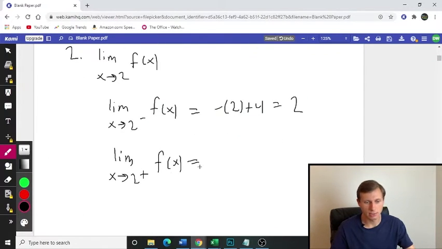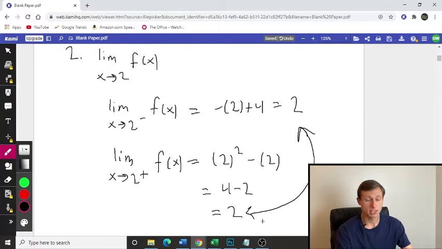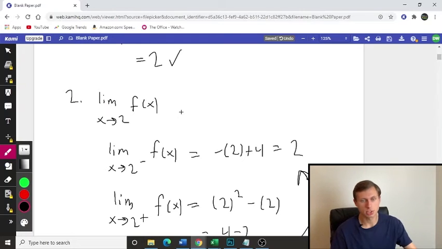So for that limit, we can just plug in and use direct substitution since there's no domain errors. And we get 2 squared minus 2, which is going to be 4 minus 2, which is just going to be 2. And since these two numbers equal each other, that means the limit as x approaches 2 of f of x is just equal to 2. And since that limit exists, I'm going to put a check mark. We are good to go.